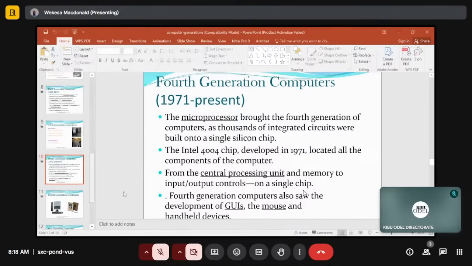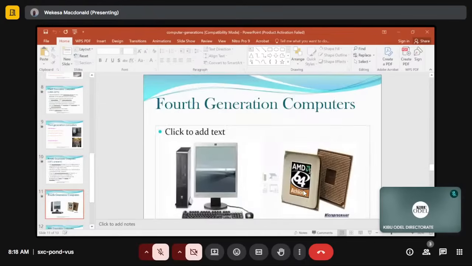And under the fourth generation, we have the monitor, okay? Graphical unit displays, wireless mouse, wireless keyboard, smaller in size, very faster, multitasking and multiprocessing, okay? Very fast computing.